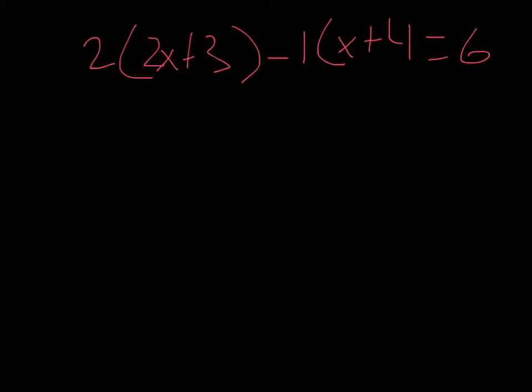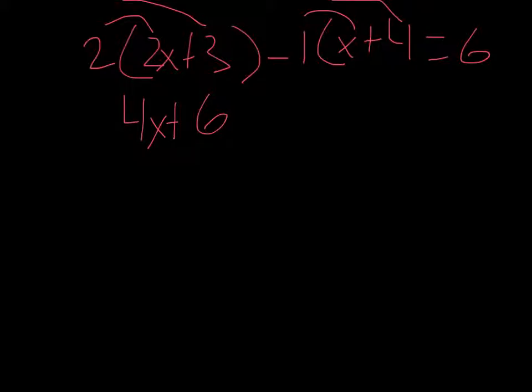Today we will be doing complex multiple step equations. First, let's do the distributive property. So, 2 times 2x, 4x. 2 times 3, positive 6. Next, negative 1 times x, negative 1x. Negative 1 times 4, negative 4.